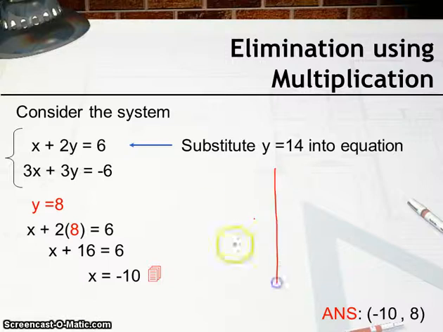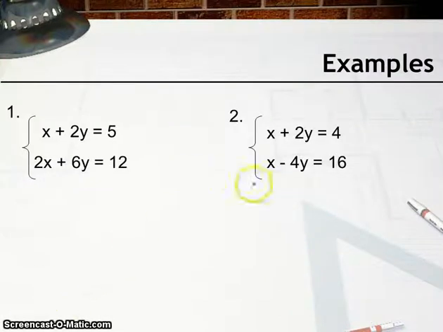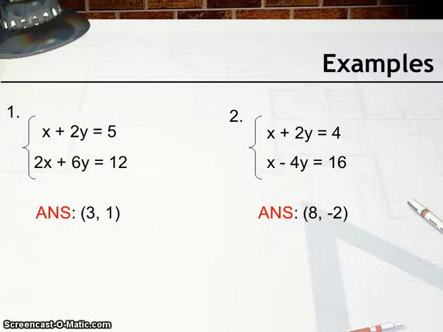Think about this. I'm saving a ton of time by not graphing this thing and having to guess where the two lines cross, because they're going to cross at negative 10, 8. Way up here somewhere on a huge graph. So this is a lot easier way to find the answers. Okay. Try these two problems, and when you're done, you can check the answers. Just pause it right now, do both problems, and see if you can get the same answers. There's your two answers. Bye-bye.